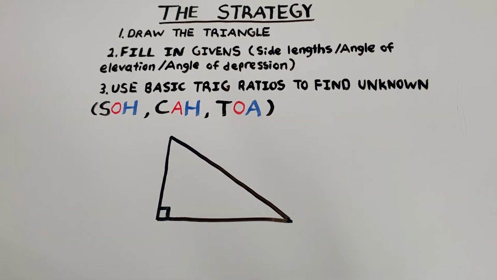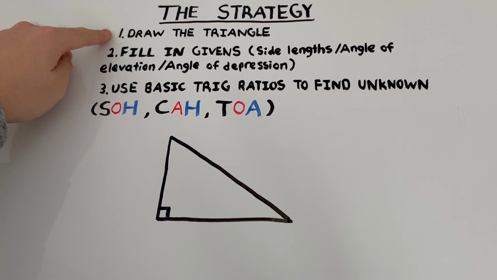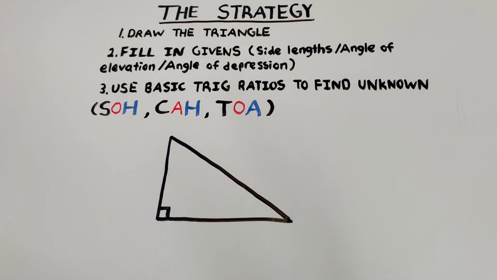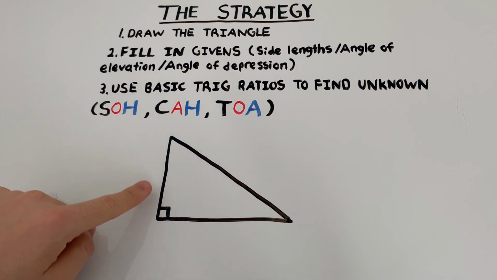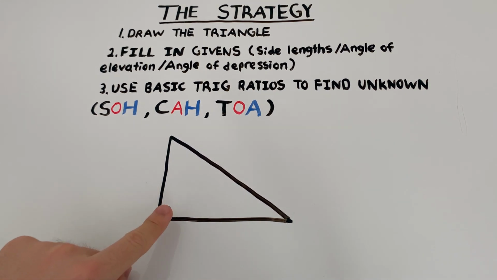So your first step will be to draw your triangle. Because what's going to happen is your teacher is most likely going to give you a problem that is not already drawn out for you. So you need to take the problem and transform it into a triangle. And I'm going to tell you right now, it's going to be a right triangle. So something like this over here.